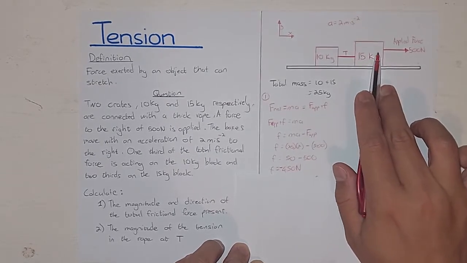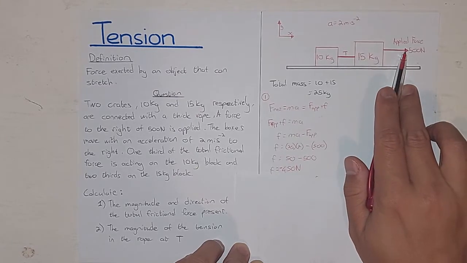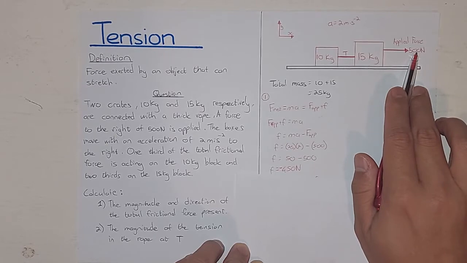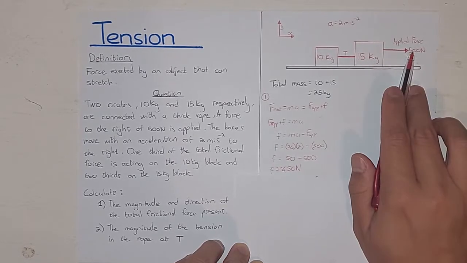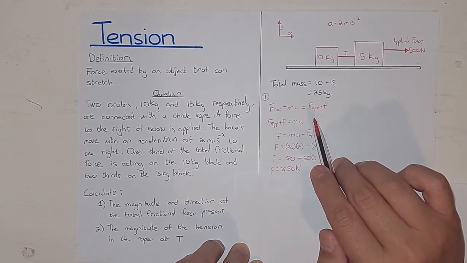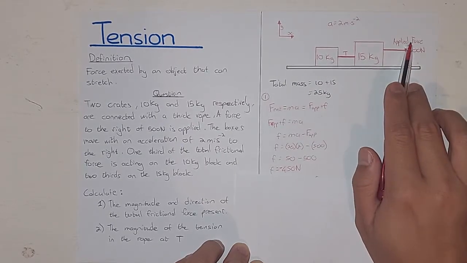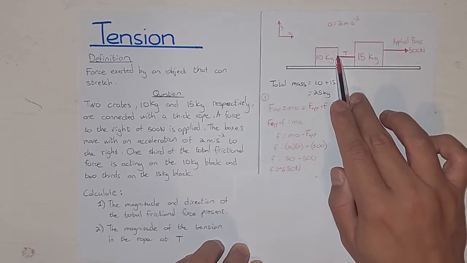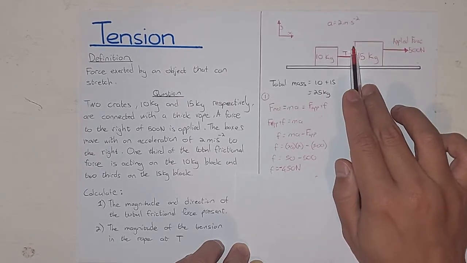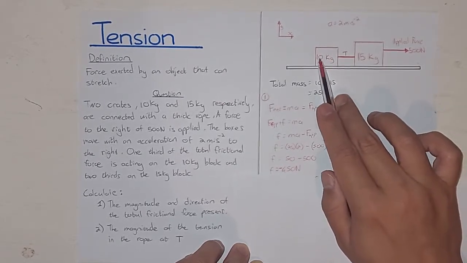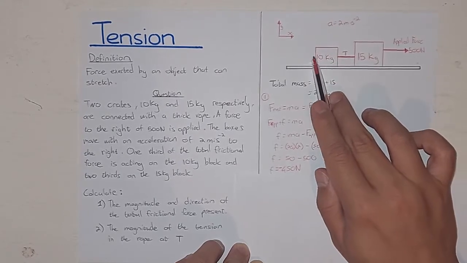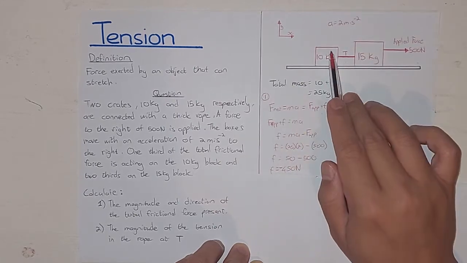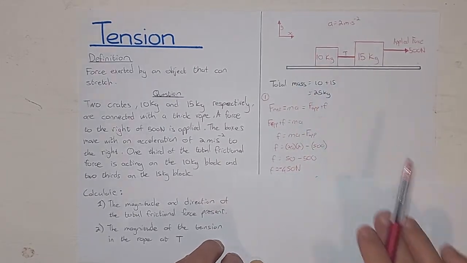I am pulling this object, which is going against this 500, and my tension is going against this 500 newtons. So I have two things that are going against my 500 newtons, which is my applied force. If I'm looking at this object here, notice I don't have an applied force anymore. I've got a tension, as well as my frictional force moving in this direction. So when I'm looking at this object, it's going to be that and that over there.